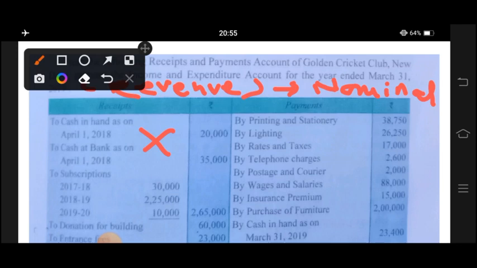And when we talk about the second item, that is the subscription, as we know that revenue nature transactions say that income and expenditure will be recorded as per the accrual method, and that is why only the value of the current year will be recorded, as you can see here, 2,25,000 on the credit side.